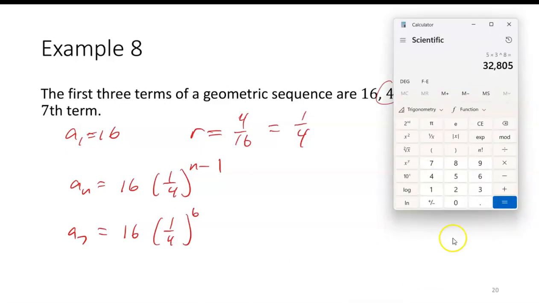So it looks like a calculator problem. I'll go 16 times 1 divided by 4 to the power of 6. And I end up with 0.00390625.